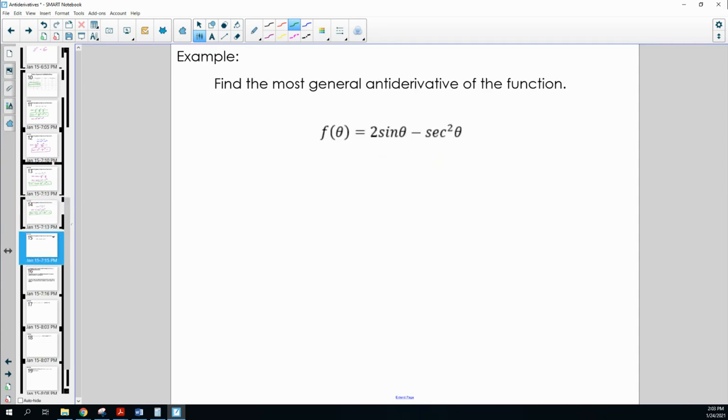Okay, and we'll look at another one real quick. So here we've got 2 sine of theta minus secant squared of theta. Again, I would use the antiderivative chart that I showed you before if you're not sure. So the 2 is the constant. I can keep that. The antiderivative of sine is going to be negative cosine of theta. And then the antiderivative of secant squared is going to be tan of theta, because the derivative of tan theta is secant squared. And then plus c.